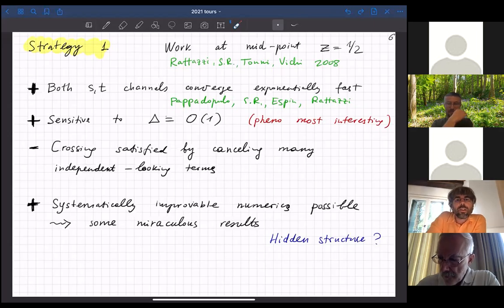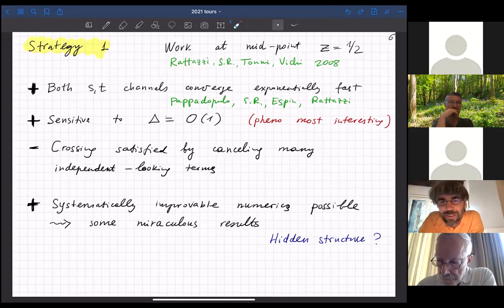So the first strategy is a very simple strategy, but somehow it didn't occur to anyone before us. The first channel works at small z, the other one at large z. So why don't we just work at the middle point, z equals 1/2? It's a very natural middle point where both channels converge. They don't converge as fast as at smaller z, but they do converge. Actually, they converge exponentially fast, as you can show. So you decide to compare the two channels where they both converge, at the middle point. Seems like a natural thing to do.